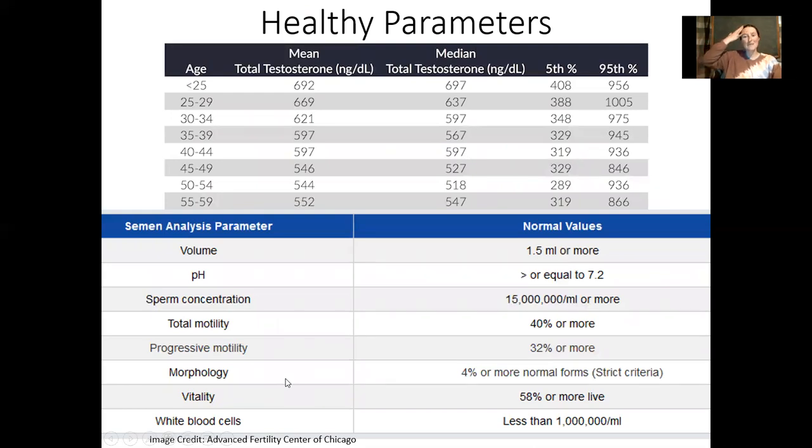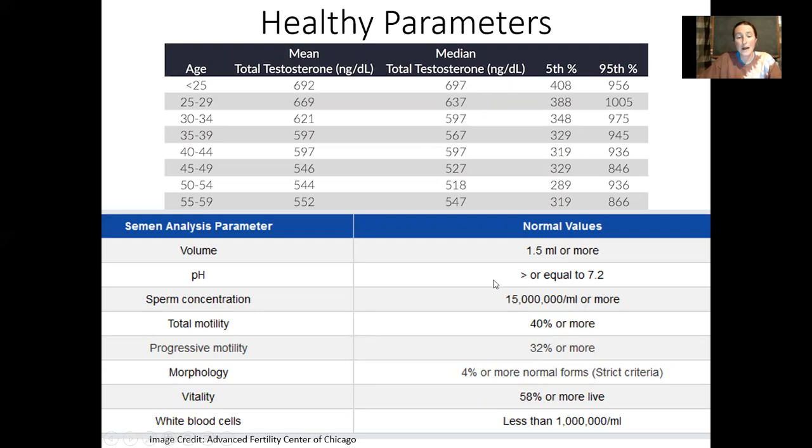Okay, so these are some healthy parameters. Let's see. As Eric was saying, testosterone levels do decrease over the course of your life, but this isn't necessarily on purpose. This is just because everything in the body kind of slows down, unfortunately, but it does. So testosterone levels go down a little bit over the course of your life.